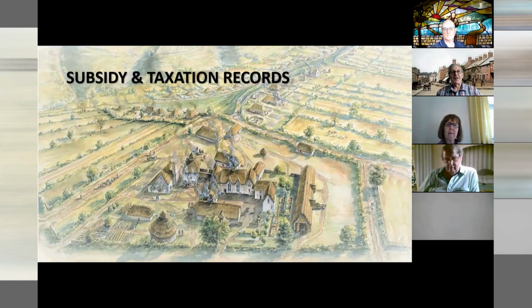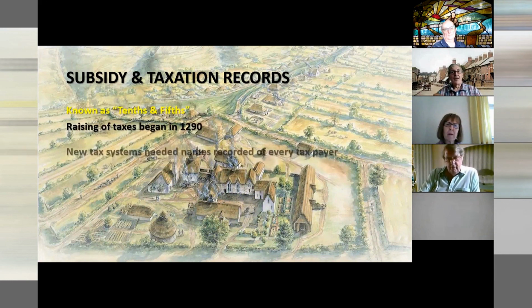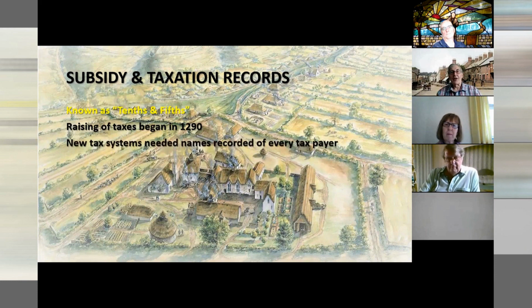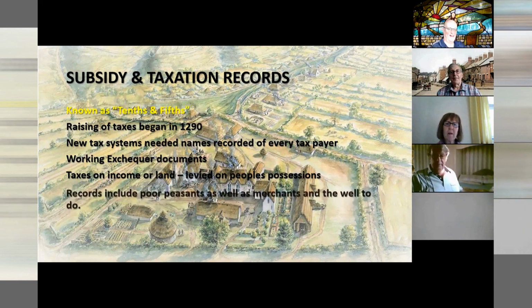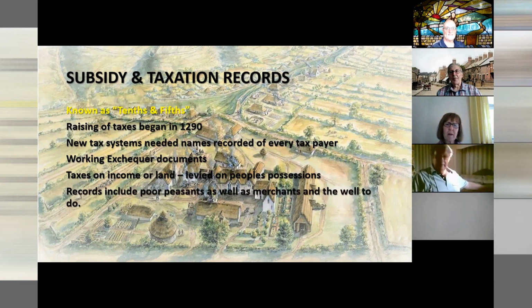So, subsidy and tax records, known colloquially as tenths and fifteenths, and the raising of taxes began in 1290. And a new tax system needed names recorded for every taxpayer. They were working exchequer documents, so a lot of them are now in the National Archives under the Exchequer series. Taxes on income or land, and they can be levied on people's possessions as well as property. It includes poor peasants as well as the merchants and the well-to-do.